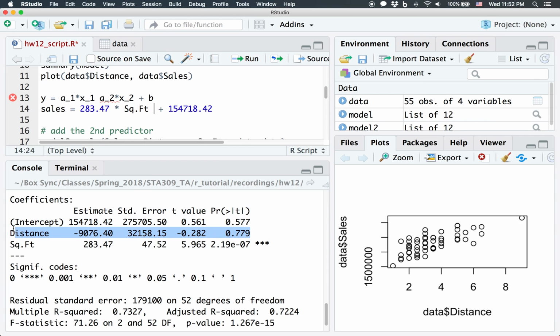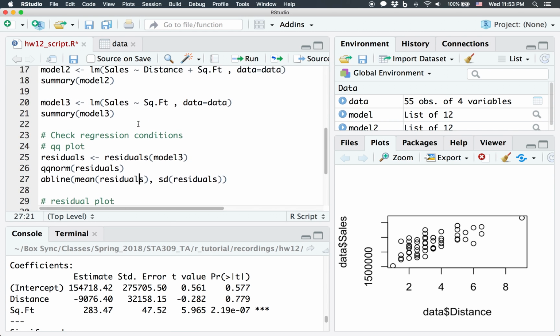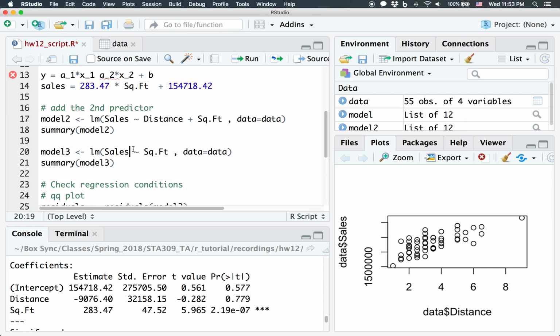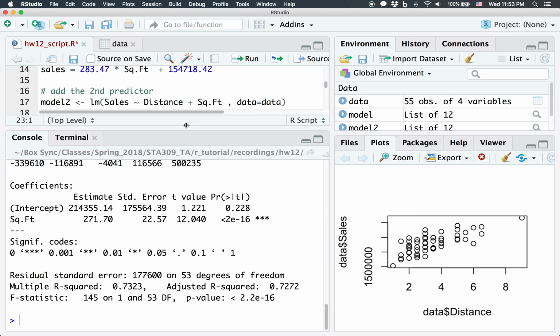Also, since we have an extra variable that we do not need, we should perform another regression with the other variable only. That's what I did here. So then we run the regression again with the square feet only. The regression, so sales is the y variable and square feet is the x variable with our data. I run this, and then let's see the summary.